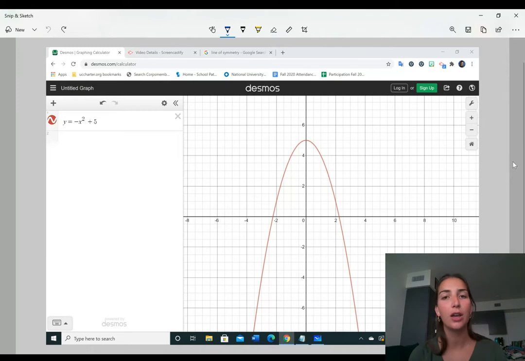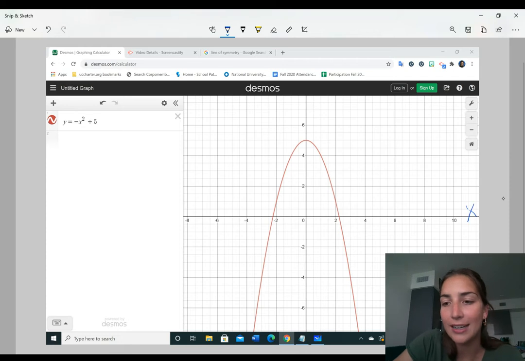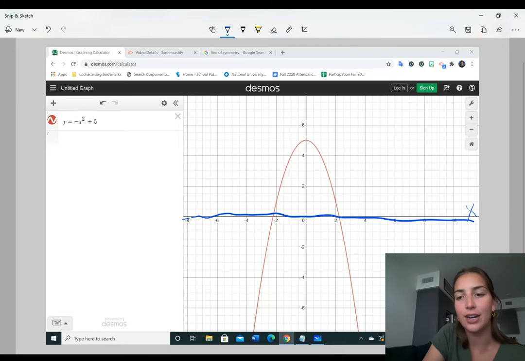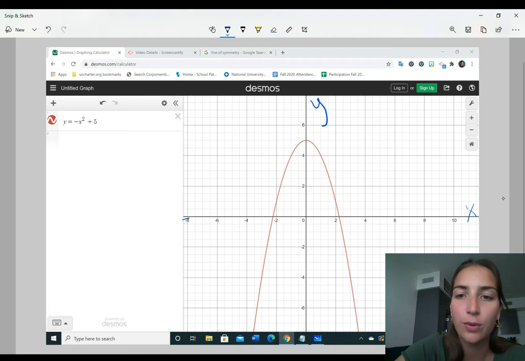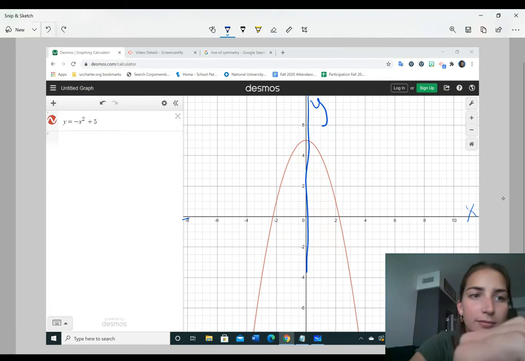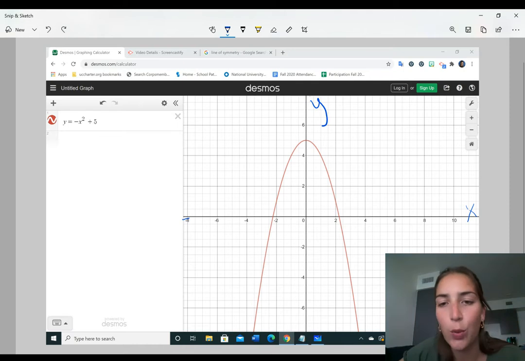So now we're going to talk about a couple of other important parts of a graph. If you remember from the vocabulary, we have our x-axis, which is this horizontal axis. And we have our y-axis, which is this vertical axis. And where our graph touches or crosses these axes are important.